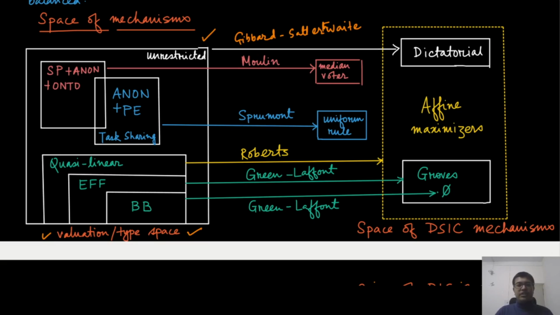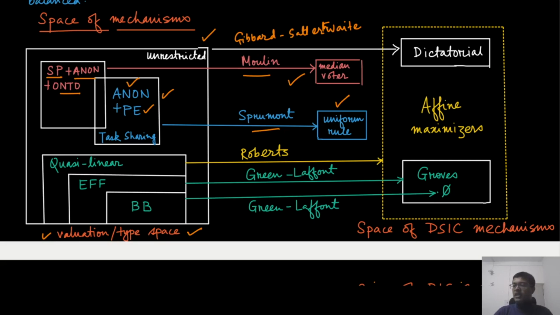Then we restricted from this unrestricted domain. We went to the single-peaked domain with the properties of anonymity and ontoness, and using the results of Moulin, we have seen that the mechanism is a median voter rule. So there do exist some non-dictatorial rules, which are median voter rules. Now we have also gone to the task sharing domain, which is also a special subclass of the unrestricted domain. There we have imposed the conditions of anonymity and Pareto efficiency, and due to the results of Sprumont, we have seen that the uniform rule uniquely characterizes this space.